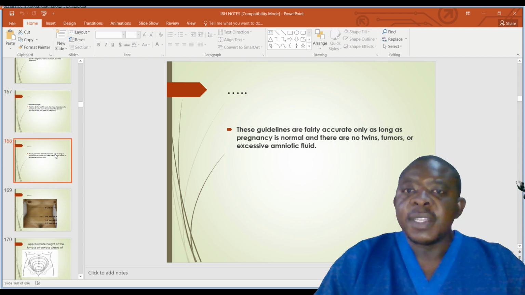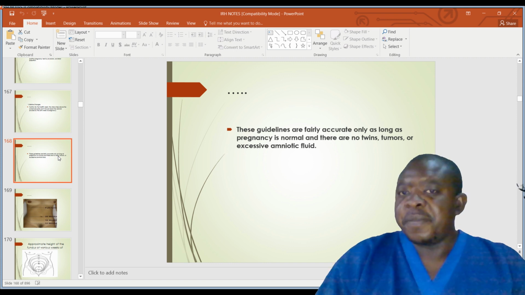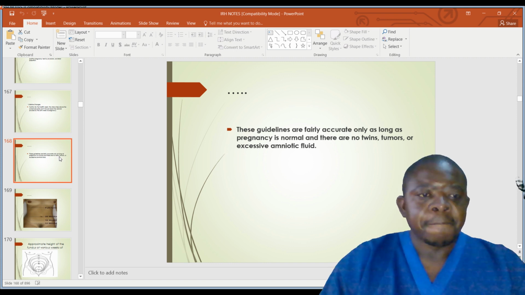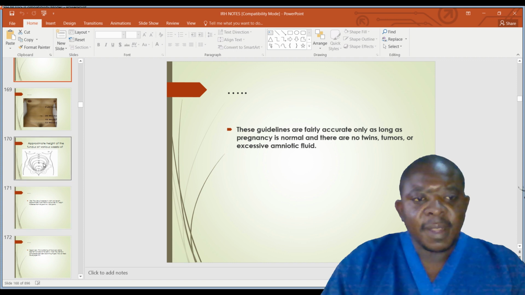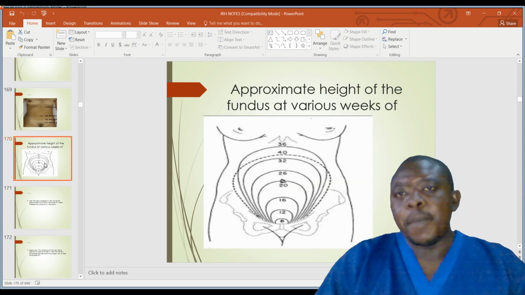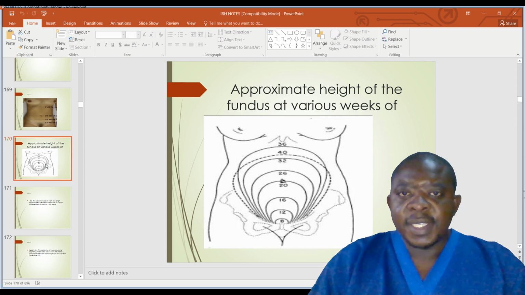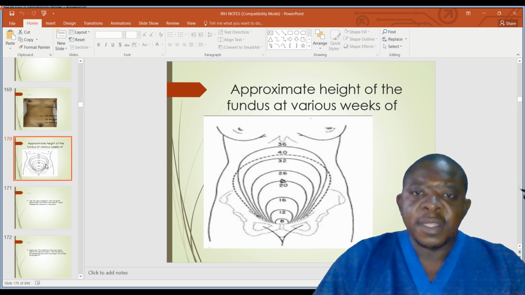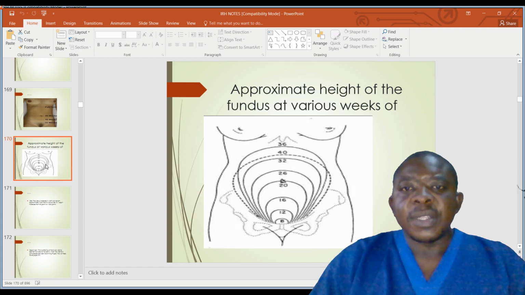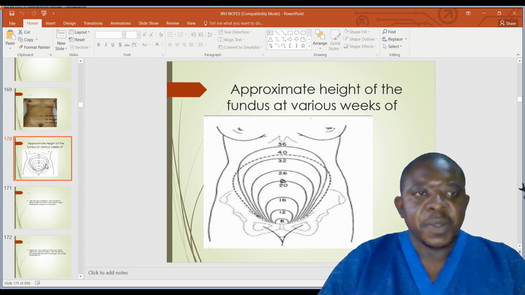These guidelines are fairly accurate only as long as pregnancy is normal and there are no twins, tumors, or excessive amniotic fluid. I have a diagrammatic representation of what I'm talking about on how the fetus can be palpated according to approximate height of fundus at various weeks of pregnancy. So by 12th week, by 16th week, 20th week, up to 36th week, and then 40th week, respectively, they have been shown.